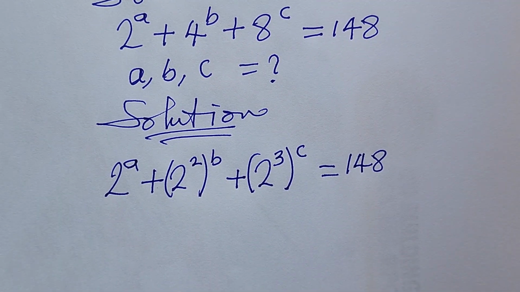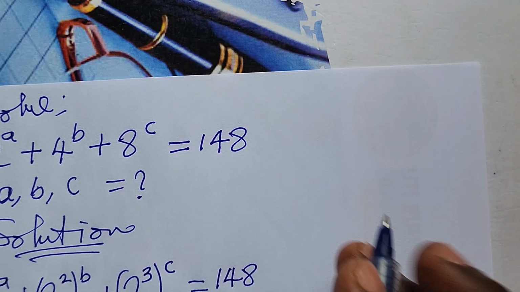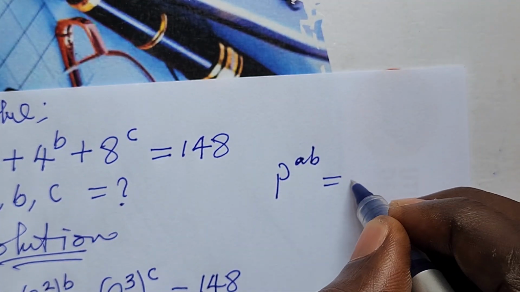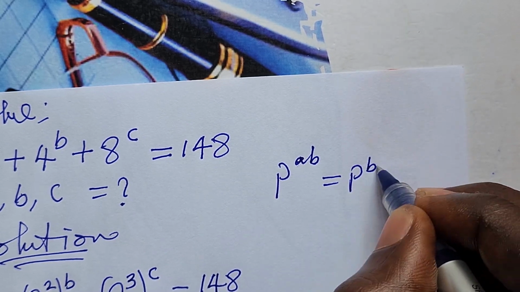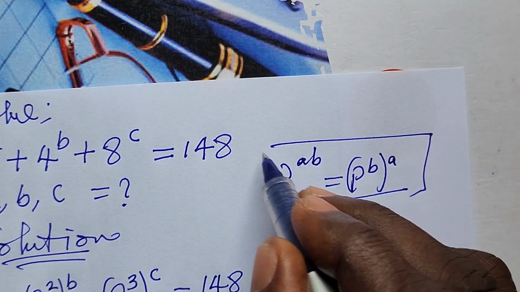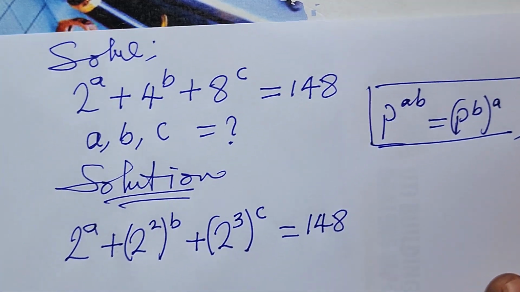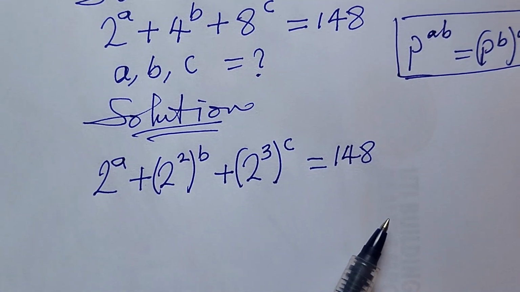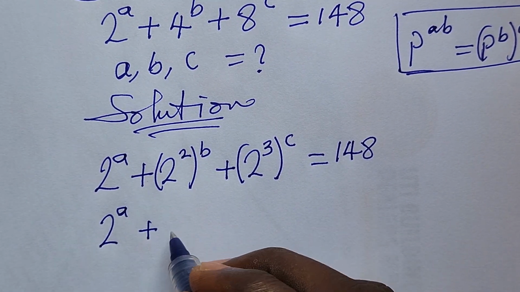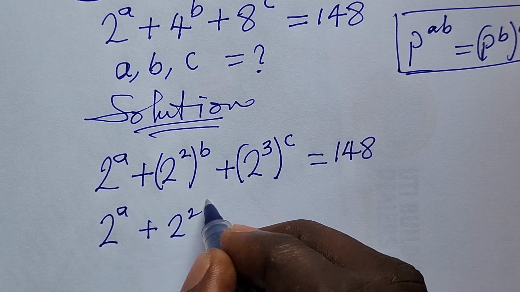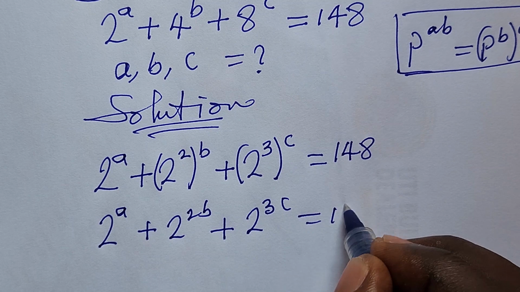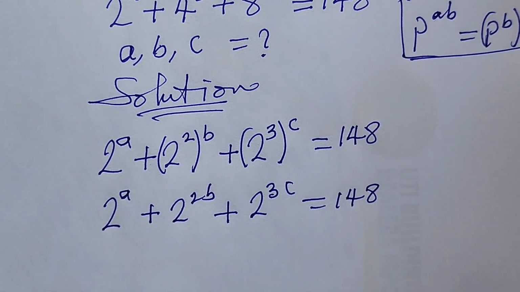Now, according to the law of indices, which says that if you have p to the power of a, b, this is the same thing as p to the power of b or to the power of a. If we apply this rule here, we can rewrite the exponents. So this will now give us 2 to the power of a, plus 2 to the power of 2b, plus 2 to the power of 3c. This is equal to 148. This has not really changed anything.